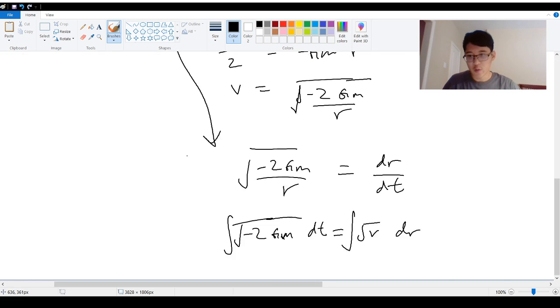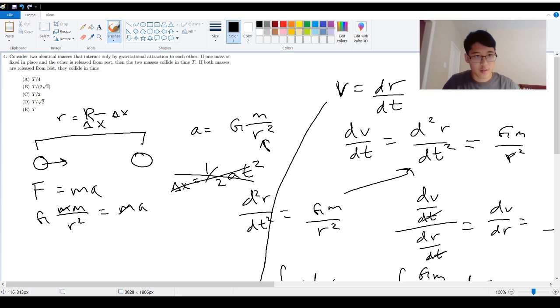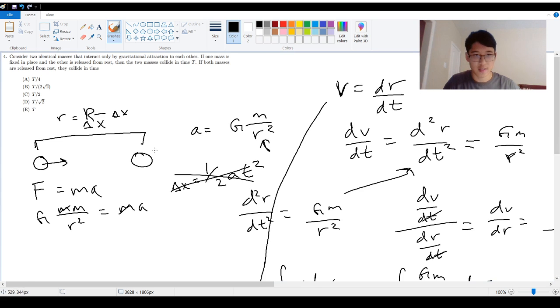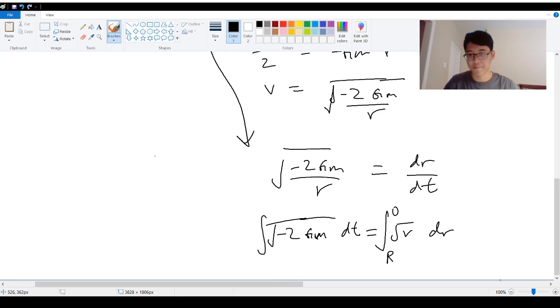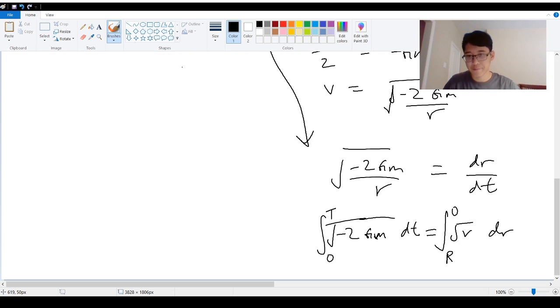So what is r going from? R is going from the initial position, which is capital R, so whatever initial radius it's at, and it's going all the way to the distance 0, because that's when the two blocks collide. And at the same time, dt is going from 0 to whatever time it takes for them to collide. In this case, we're given that it happens in time t.